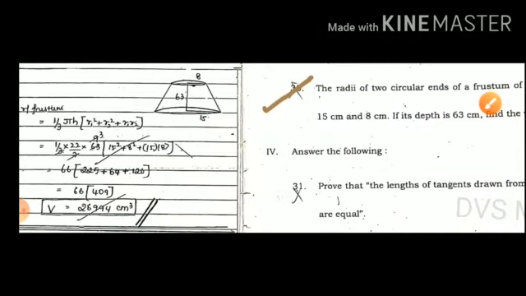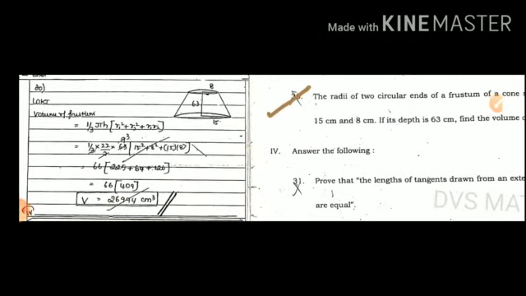So now let us go to the next question, question number 30. Find the radii of the 2 circular ends of a frustum of a cone shaped dustbin, which are 15 centimeter and 8 centimeter. If the depth is 63 centimeter, find the volume of the dustbin.